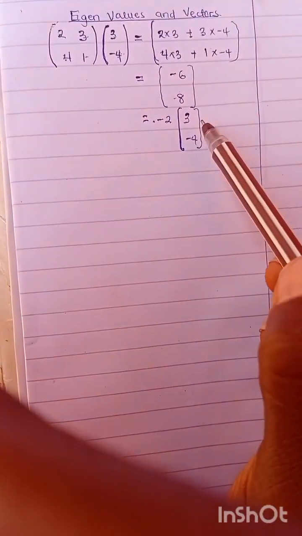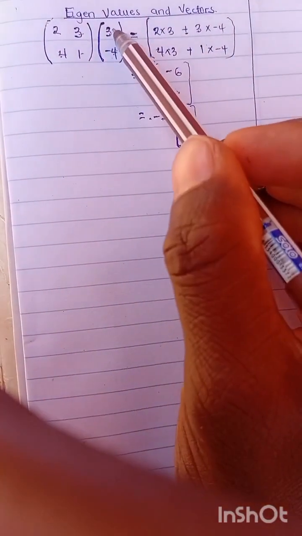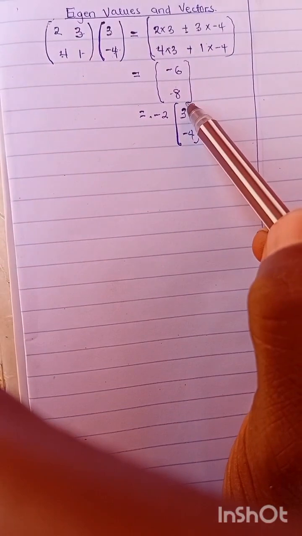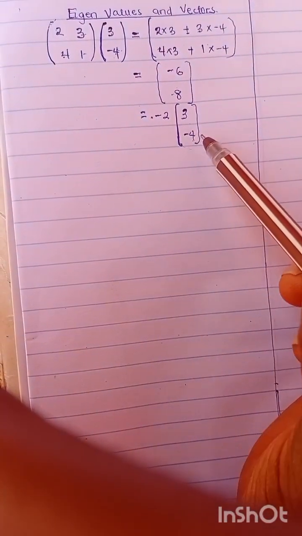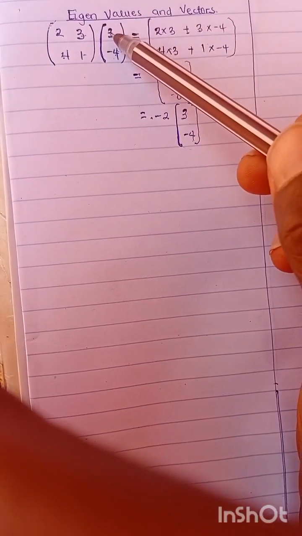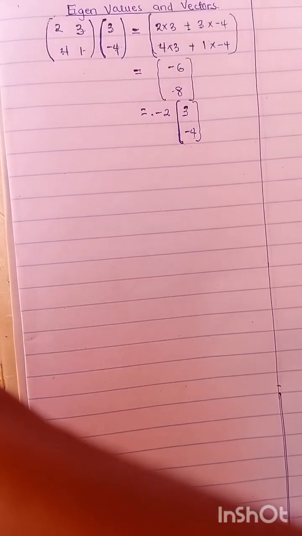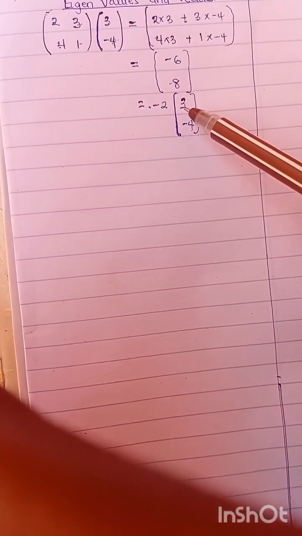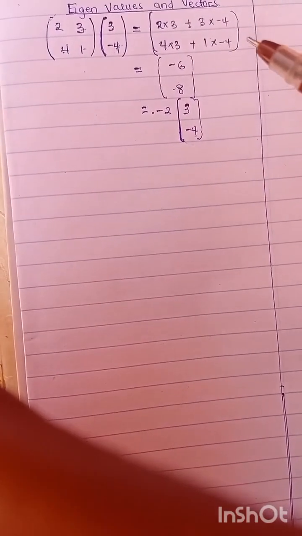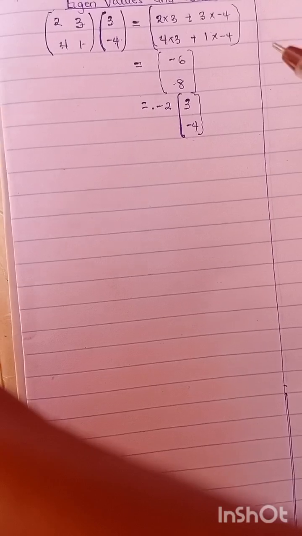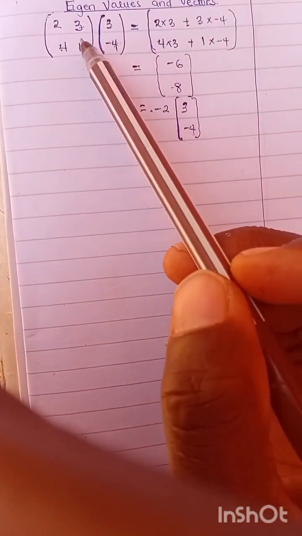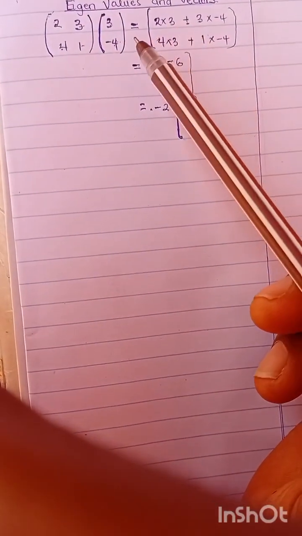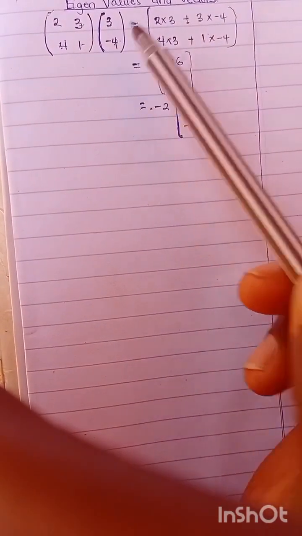So what do we have at the end of the day? We have exactly the same thing as the vector we started with. This very vector 3, minus 4 is the same as this vector 3, minus 4. Is that magic? No, it's not magic. Or do you think this happened by coincidence? To some extent it's coincidence, because not all vectors you multiply with a matrix give you a scaled version of that same vector.